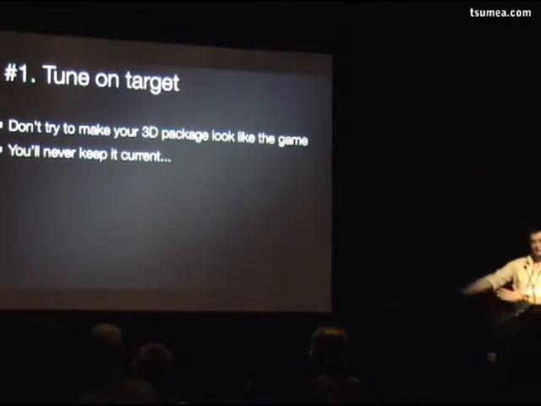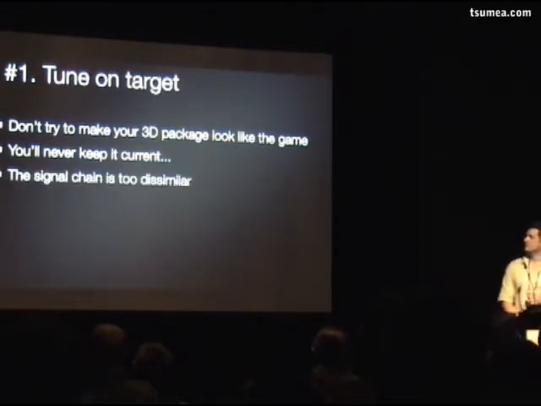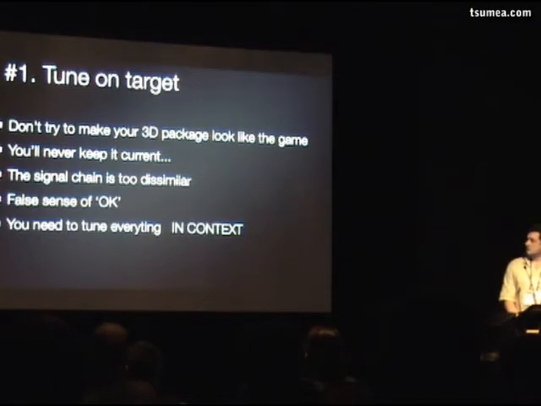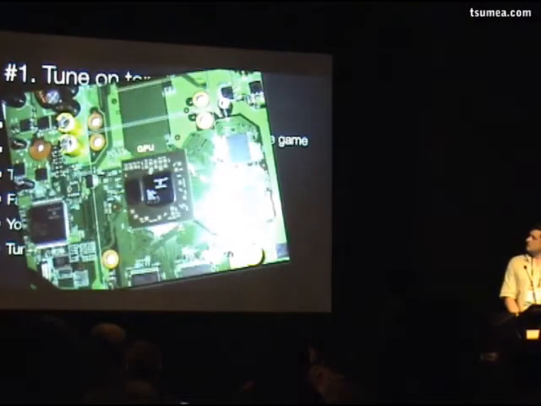As soon as you do the analog stuff I was talking about in the frame buffer, where you can do that in your 3D package too, it's just duplication. The signal chain is just way too similar. You get this false sense of, oh, it looks good in Max, but then in game, in context with everything, it looks different. You just need to tune everything in context.